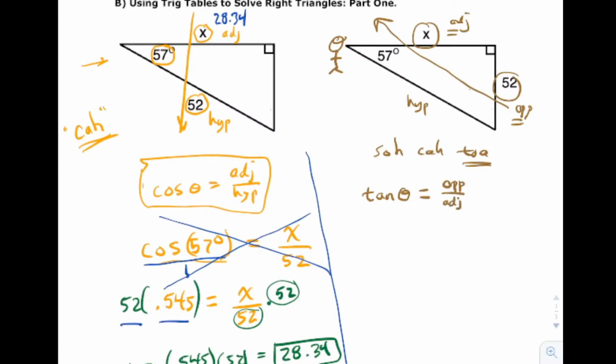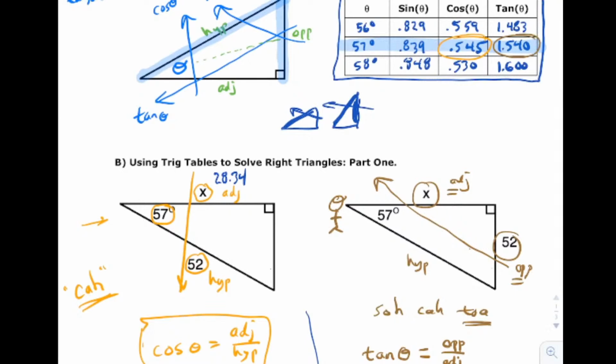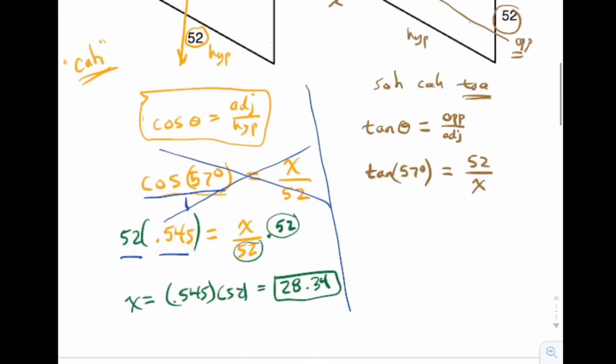Now we can plug into that formula. The angle that we're playing with here is 57 degrees. That goes there. So tangent of 57 degrees. The opposite is 52, it looks like, and the adjacent is x. So the x is on the bottom this time. It happens. So how about we go get the tangent of 57 right now. I'm going back up to my table. Tangent 57 is 1.540. Okay, cool. 1.540 equals 52 over x.